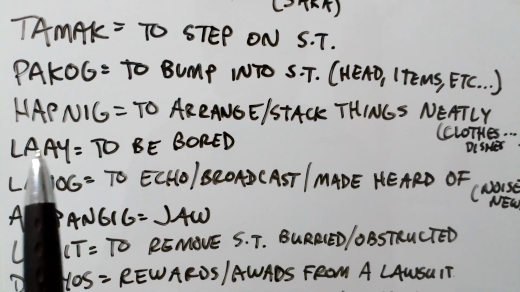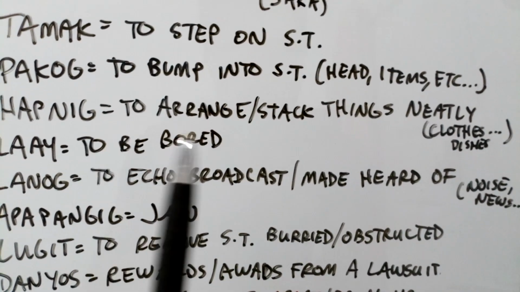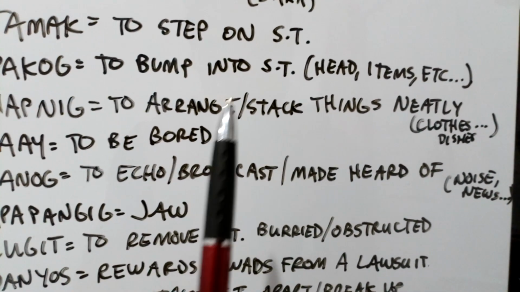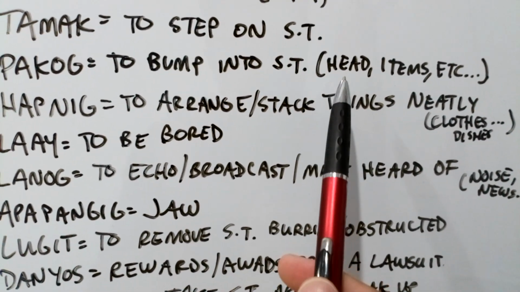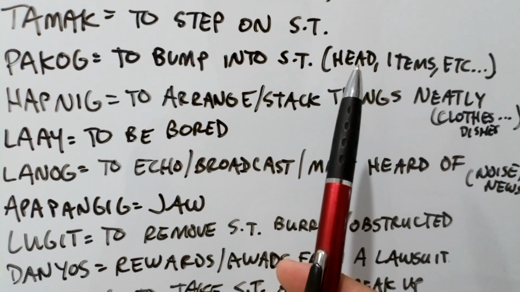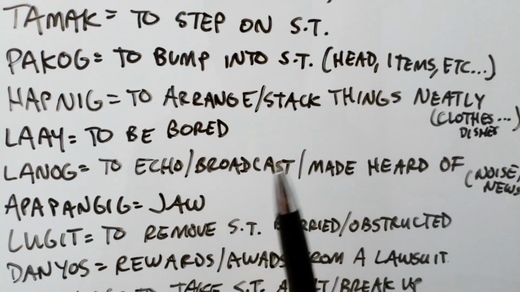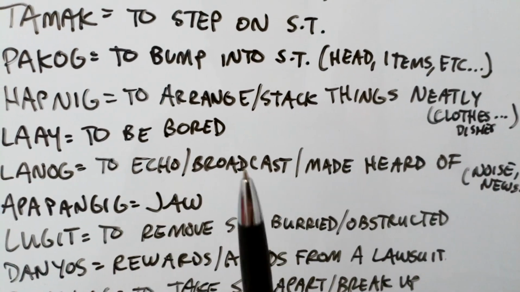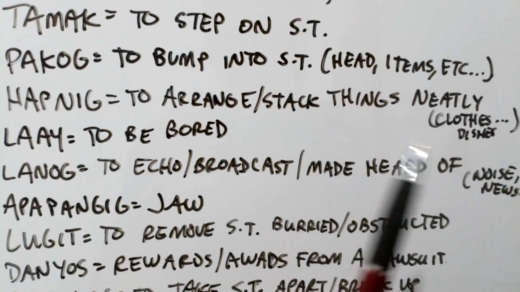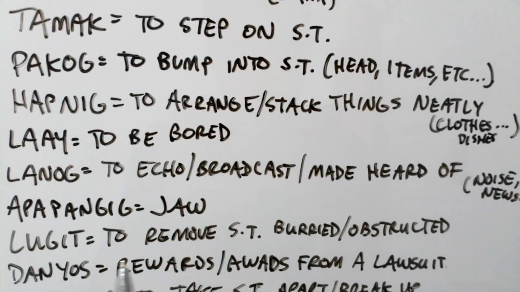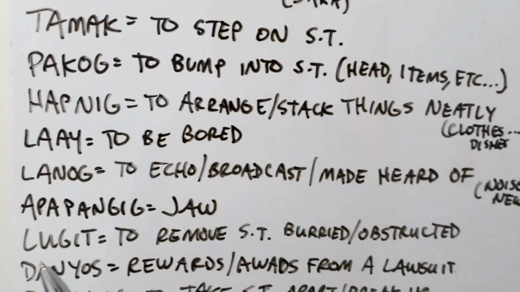The next one is pakog. Pakog is a useful verb. It means to bump into something, right? Whether your body part, you can bump your body parts into something, or objects or items. So for example, I bumped my head into someone else's head or into an object. Let's say that things were hanging, and the wind was blowing them and they're all bumping into each other because of the wind, you can use pakog. Pakog means to bump into each other, to bump into something.